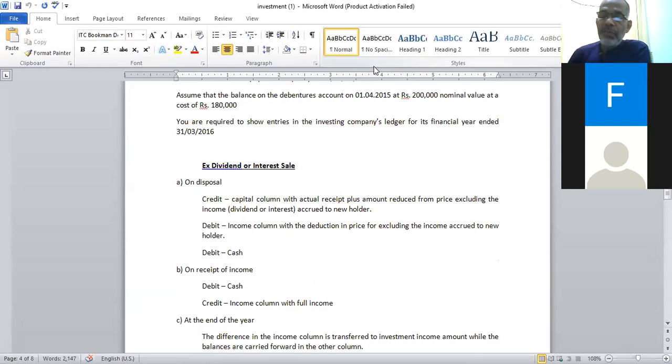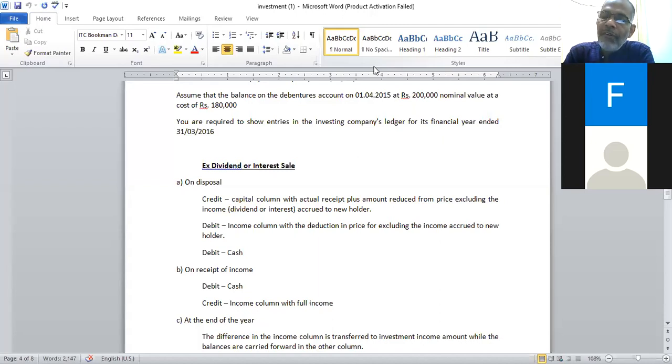There are two alternatives. Number one, we can purchase the investment or we can sell it. If you are going to purchase the investment, there are two alternatives. Number one, you can go for a cum dividend or interest basis, or you can go for an exclusive dividend or interest basis. Those are the two arrangements for purchasing of the investment.